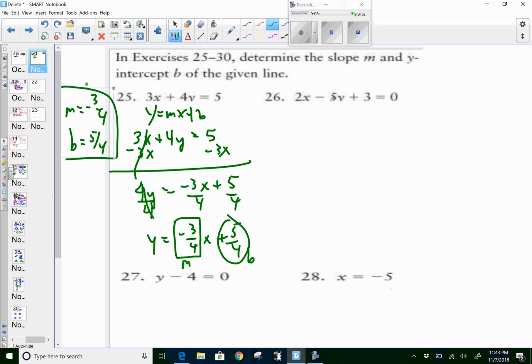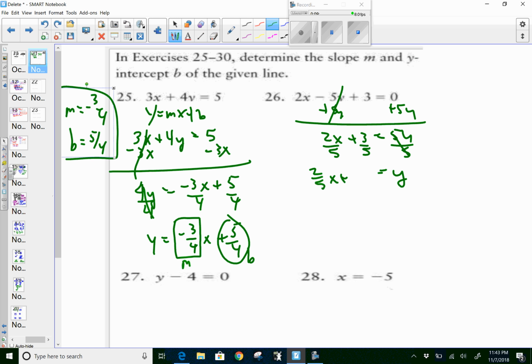This one is very similar. I'm going to get the y by itself, so I'm going to add 5y to both sides. So these cancel out, so I'm left with 2x plus 3 is equal to 5y. I don't want 5y, I just want y. So divide everything by 5. Cancels out, so y is equal to 2 over 5x plus 3 over 5. So my m, which is my slope, is 2 over 5 because it's in front of the x. And my b, which is shown by itself, is 3 over 5.